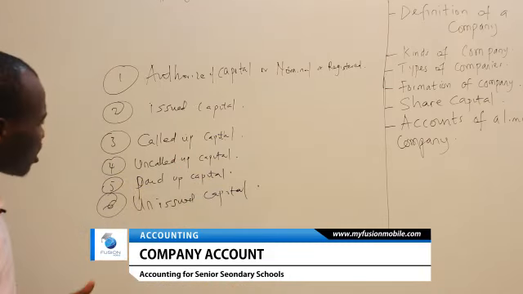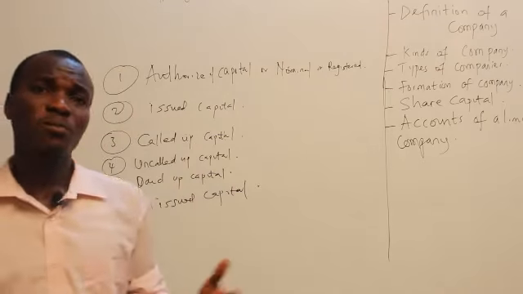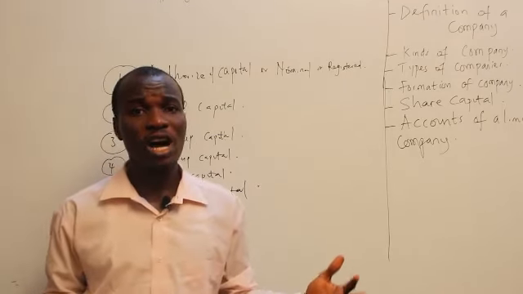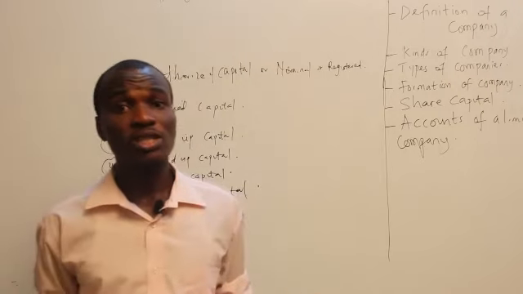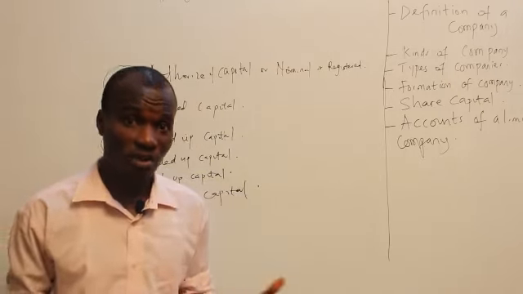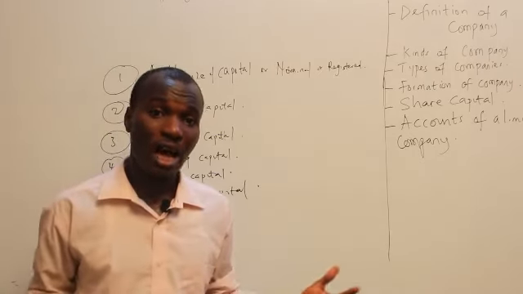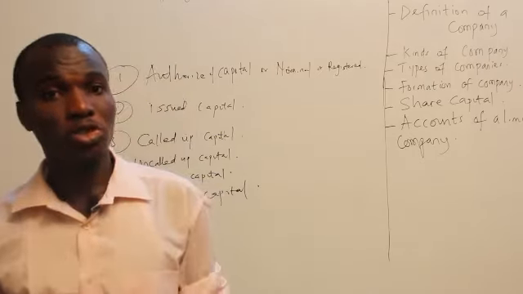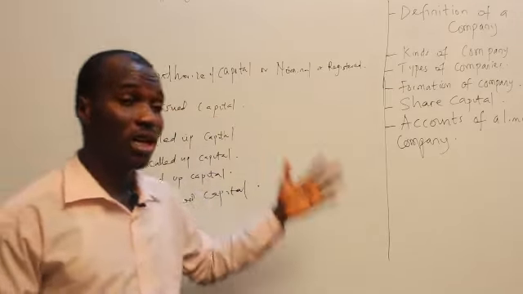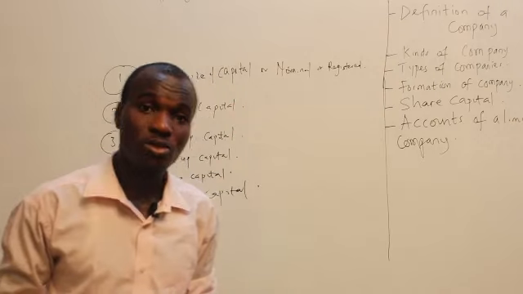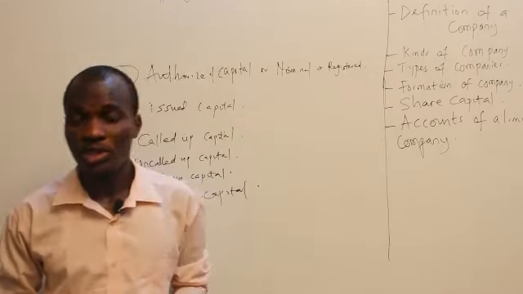Now the next thing we have is the unissued capital. This also forms part of the authorized capital that the company fails to issue out for subscription to the public. The company might have a lot of reasons for that. They might not want to issue such capital out to the public due to certain reasons. So that also forms part of the authorized capital, or the nominal capital, or the registered capital, that the company has failed to issue out to the public.